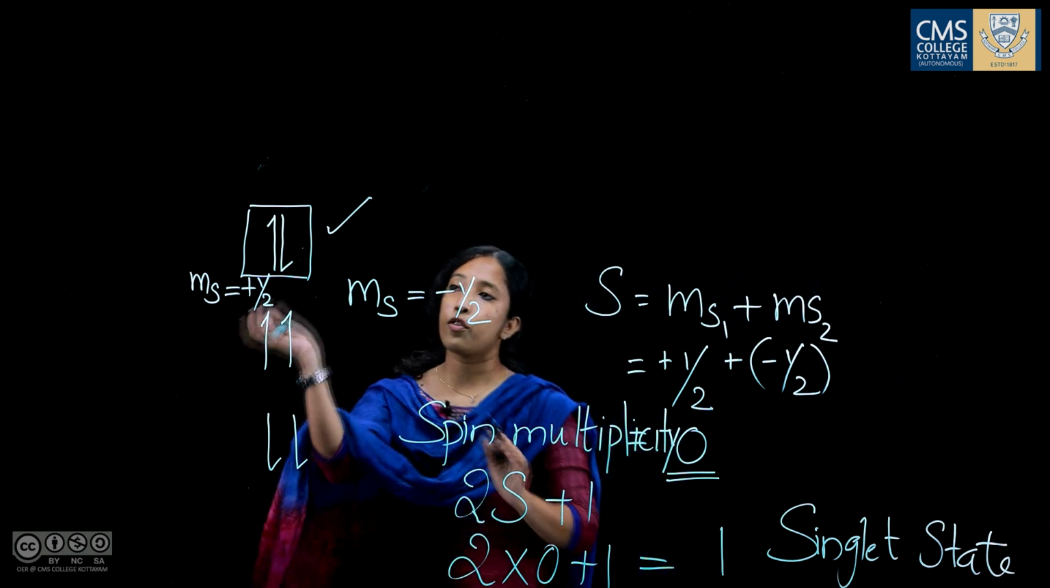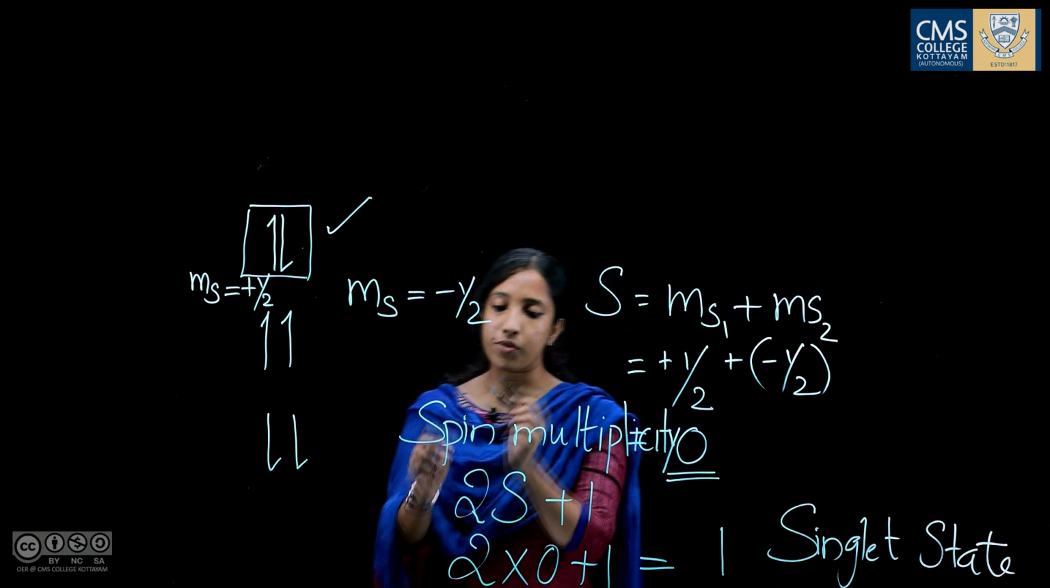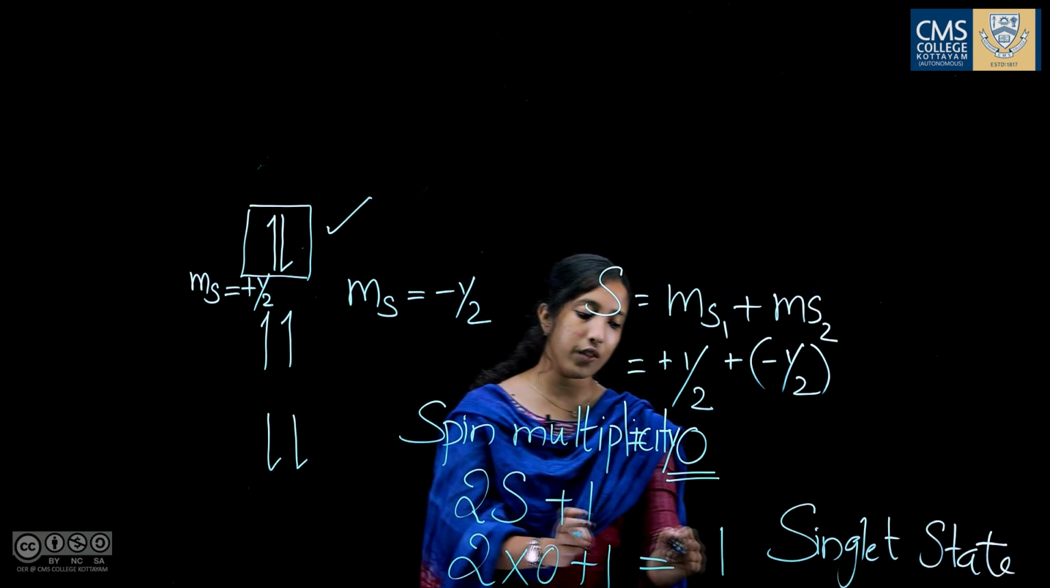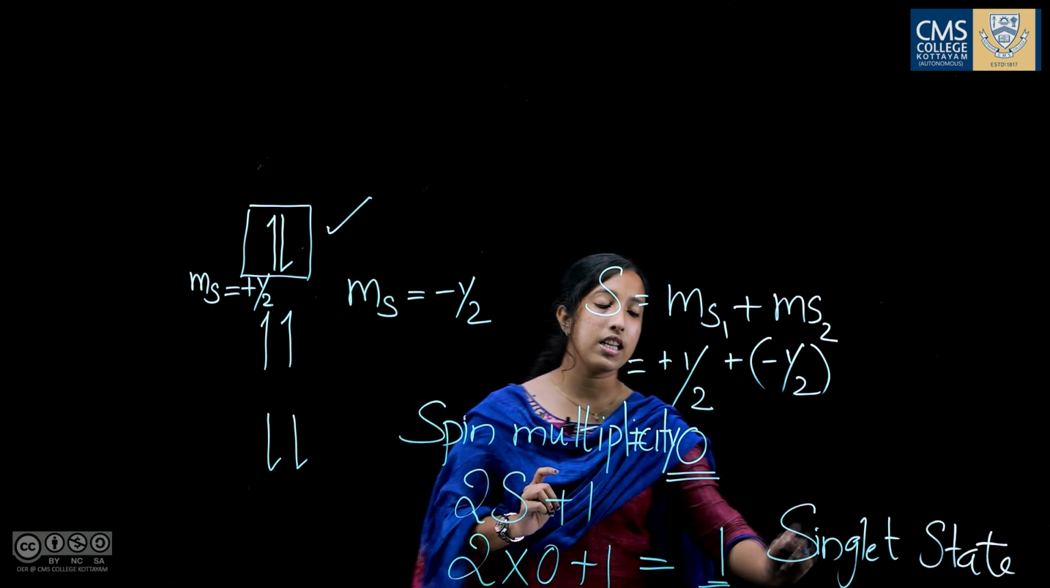So, for this orientation, the total spin is found to be 0, and when we substitute it in the spin multiplicity formula, 2s plus 1, we get the value 1, and therefore this state corresponds to the singlet state.